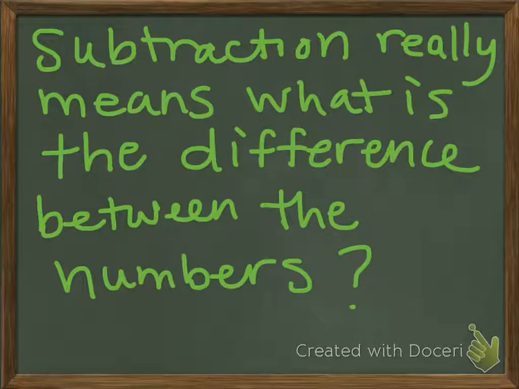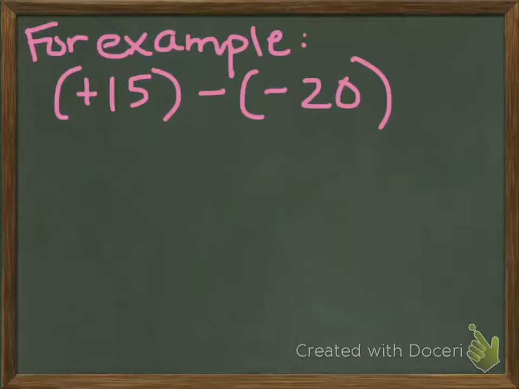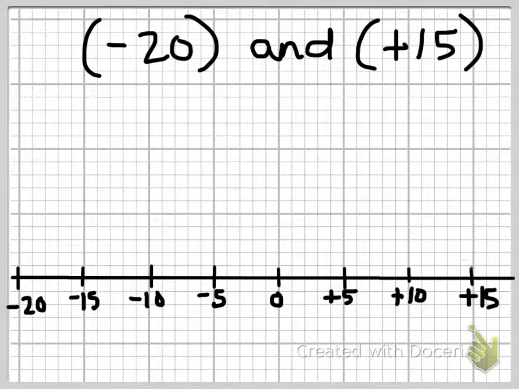For the first method, and kind of for both, it helps me to think about subtraction really meaning just the difference between two numbers. For example, I could read this question as positive 15 minus negative 20. But it helps me, especially when I'm thinking about a number line, to think about what is the difference in space between negative 20 and positive 15, or how far would I have to travel to get from negative 20 to positive 15. So let's try this on a number line.